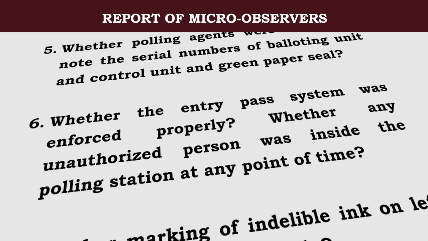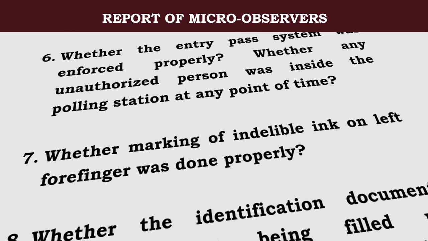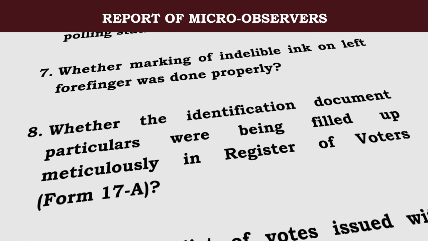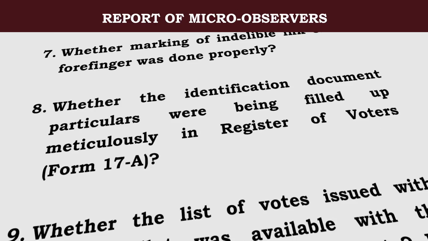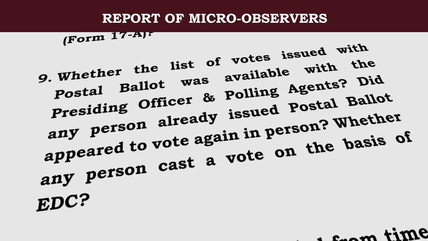Whether the entry pass system was enforced properly. Whether any unauthorized person was inside the polling station at any point of time. Whether marking of indelible ink on left forefinger was done properly. Whether the identification document particulars were being filled up meticulously in Register of Voters Form 17A. Whether the list of votes issued with postal ballot was available with the presiding officer and polling agents. Did any person already issued postal ballot appear to vote again in person? Whether any person cast a vote on the basis of EDC.